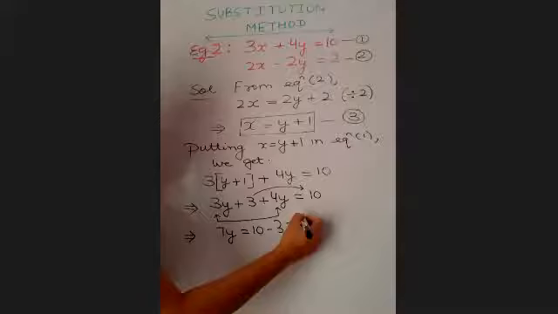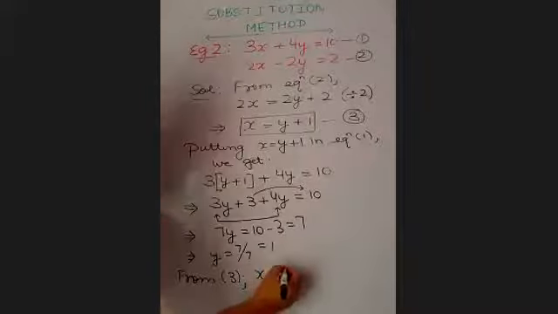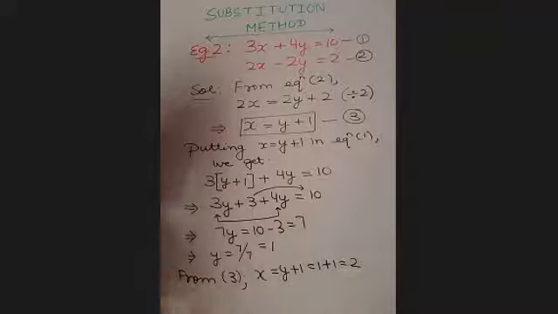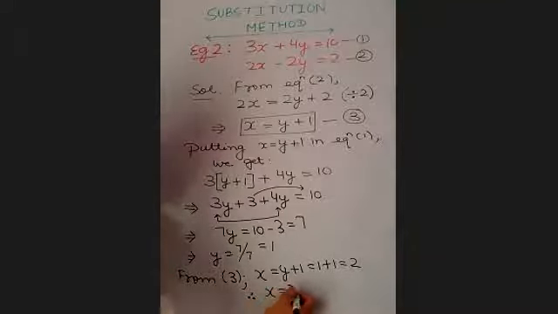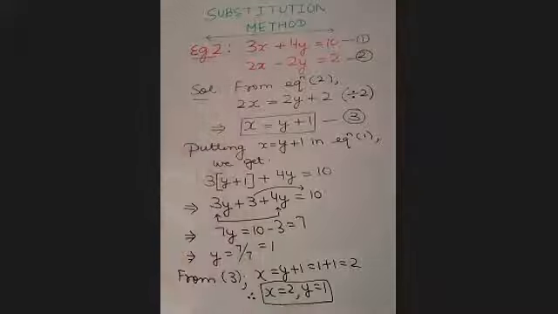Now putting x equal to y plus 1, the value of y is 1, so x is equal to 1 plus 1, which is 2. So therefore, x is 2 and y is 1. Okay, children?